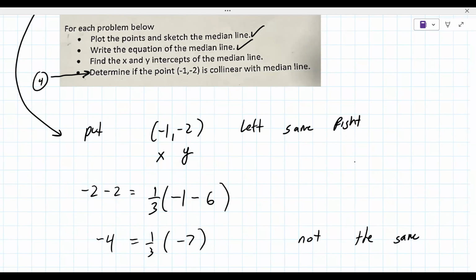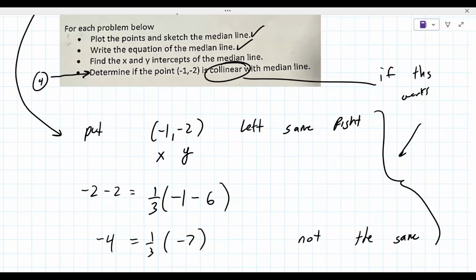So I know it's not the same. So the answer is no. So it is collinear if this were, meaning what we just did, all this stuff here.